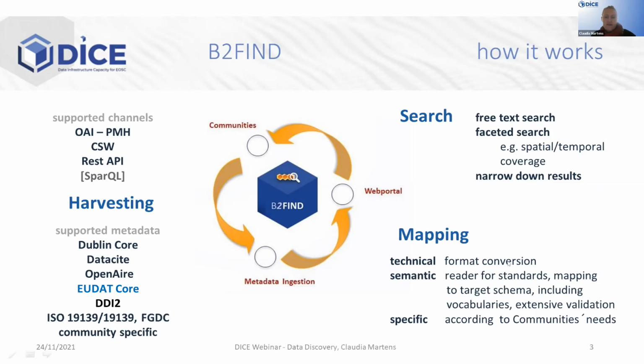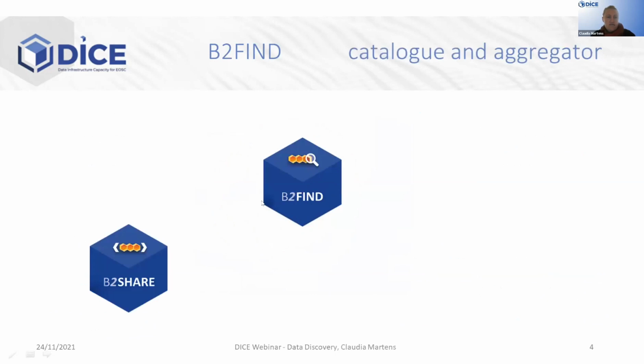One more specific thing I would like to mention is our way to integrate B2Share records. Because we are a catalog, so far we are collecting metadata, but we are also a metadata aggregator, as our metadata are already harvested by OpenAIRE. So every metadata record that is stored in B2Find and searchable in B2Find is automatically also findable in OpenAIRE.